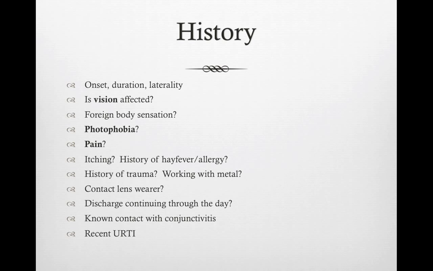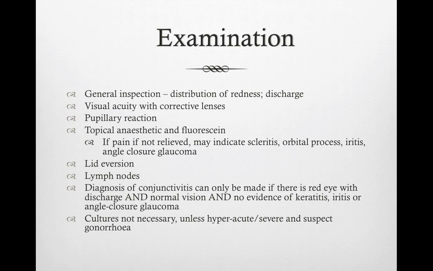A history of trauma or working with metal could be the foreign body in the eye. It's important to know if the person wears contact lenses, so they might be at a higher risk of bacterial keratitis. Does the discharge, if they have one, continue throughout the day, which might be more likely to occur in bacterial conjunctivitis, if they've been in contact with anybody with known conjunctivitis, or if they've had a recent upper respiratory tract infection themselves.